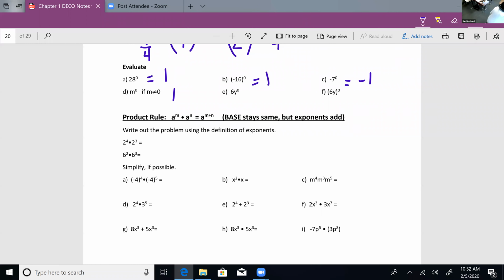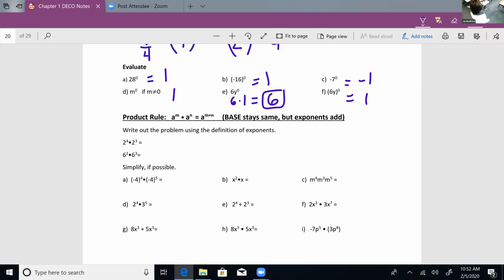6 times 1, which is 6. Ah, be careful. Without a parentheses, the only thing raised to the 0 power was the y. So y to the 0 becomes 1, and 1 times 6 is 6. Now, on F, what is that going to equal? 1. Woo, I am hearing lots of different answers here. What's the 0 attached to? The parentheses, which is 6y. So everything in parentheses to the 0 power equals 1. All right, you got it? Those can be sneaky. You got to pay close attention.